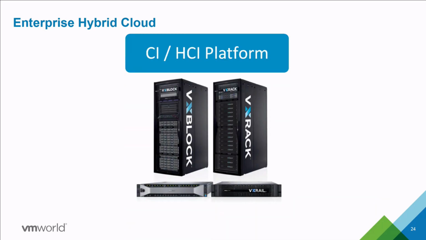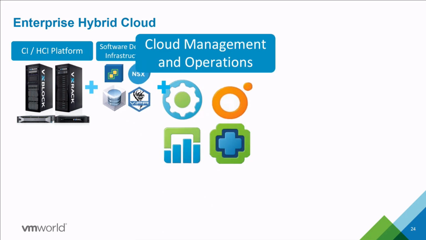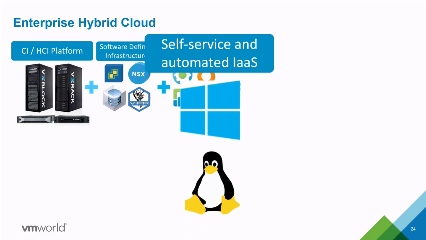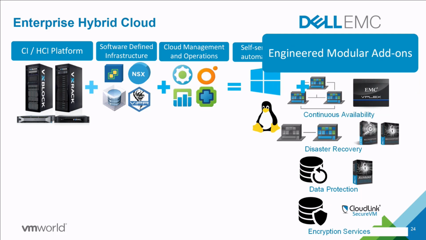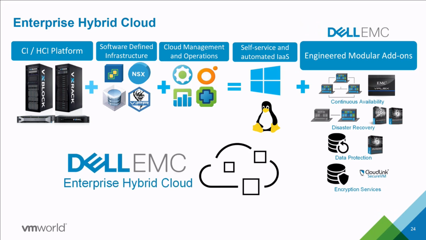So first, you start with a converged infrastructure. So it can be VxRail, VxRack, VxBlocks. On top of that, you add some software from VMware and Dell EMC: vSphere, NSX, vSAN, ViPR. Now, on top of that, for your cloud management and operations, we're leveraging the Realize suite. So you have Realize Automation, Realize Orchestrator, Log Insight, and so on. All three of these combined basically give a self-service and automated infrastructure as a service platform for customers. On top of that, what Dell EMC has done is they have custom engineered solutions for multi-site continuous availability and disaster recovery, and we'll look at the disaster recovery use case in more detail. But in a nutshell, this is pretty much what Dell EMC Enterprise Hybrid Cloud is. So we're all on the same page here, okay?